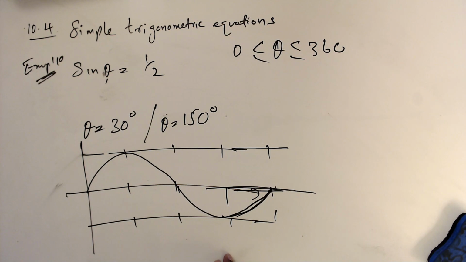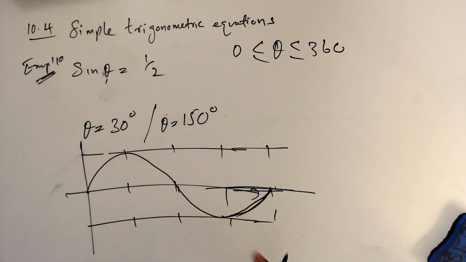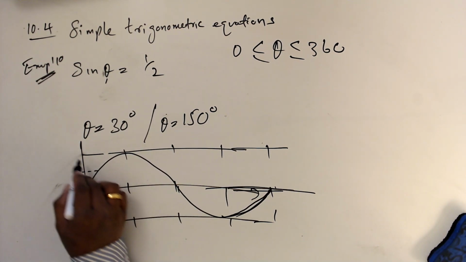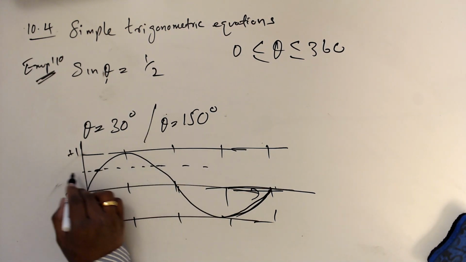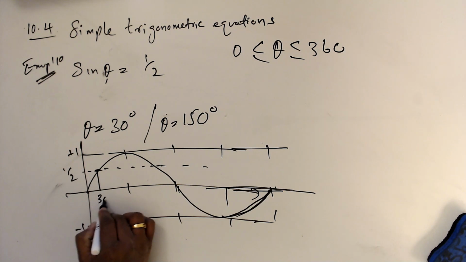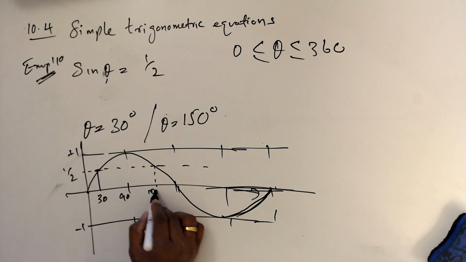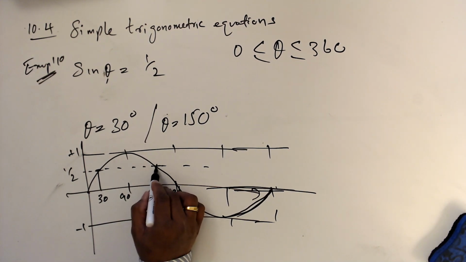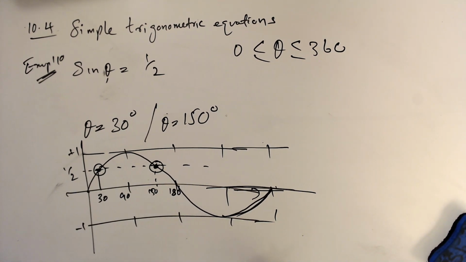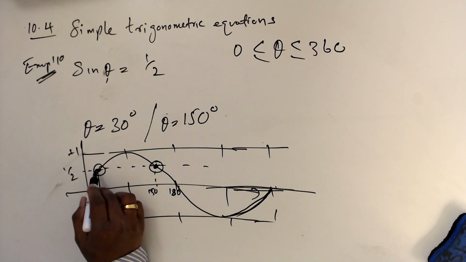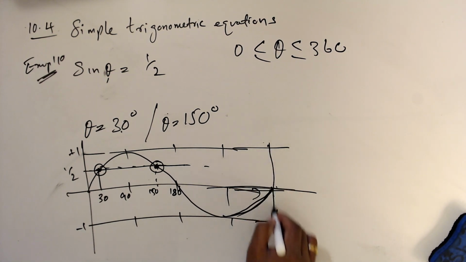Theta is 150, theta is 30. When theta is 150, it also gives half. So you can see this is plus 1, this is minus 1. So this is the half line. You can see this is 30, this is 90, this is 150, this is 180. So there are two intersection points, which are 30 and 150 within the 360 range.